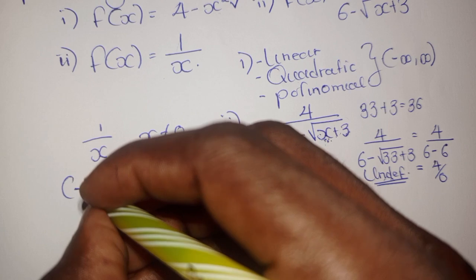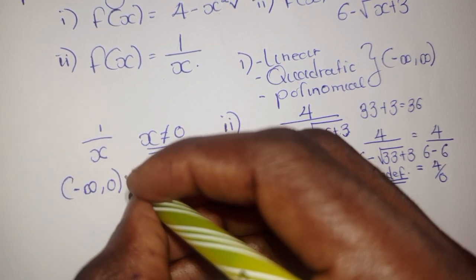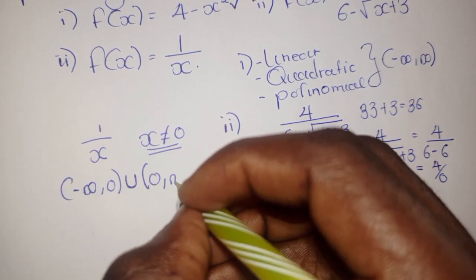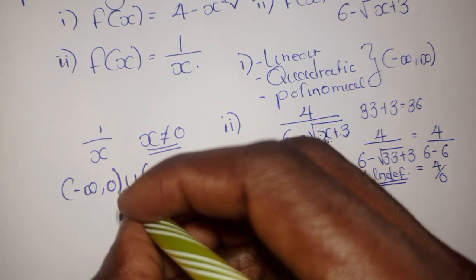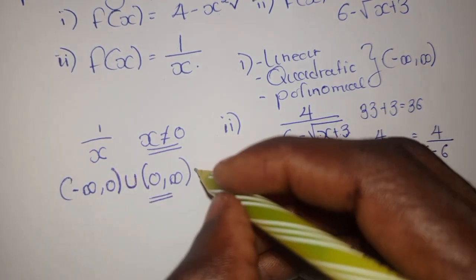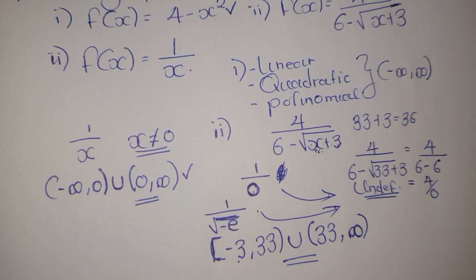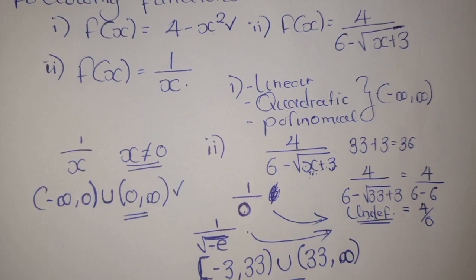So our answer will be from negative infinity all the way to 0, union starting from 0 all the way to positive infinity. Remember when I put it like this, it means 0 is not included. So this is simply the domain of that expression which we have on top. So that is how you basically find the domain of such kinds of expressions.